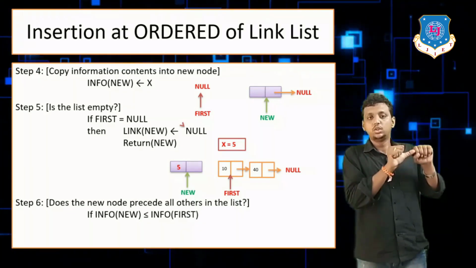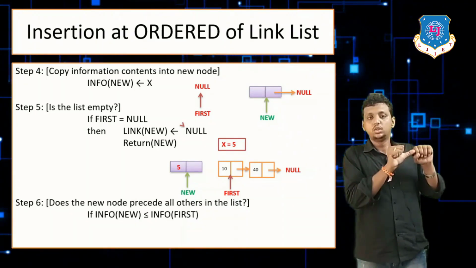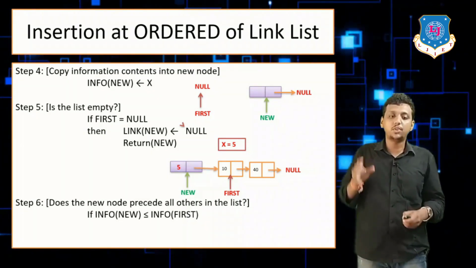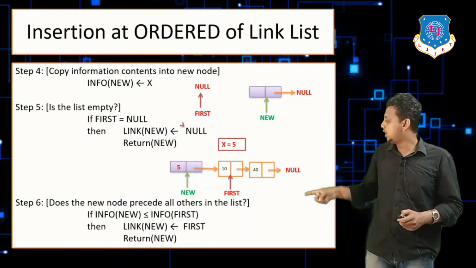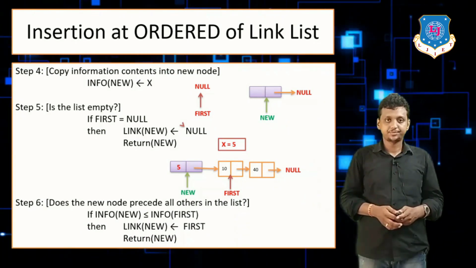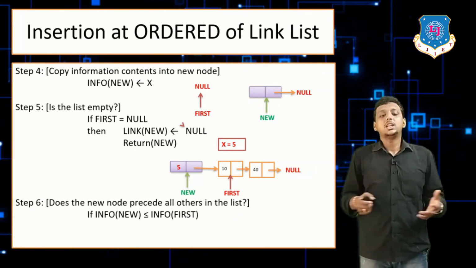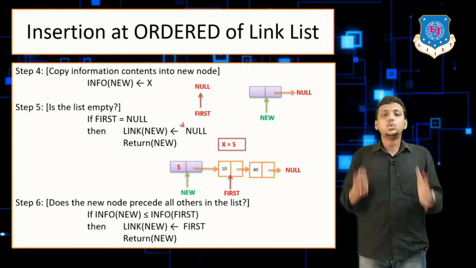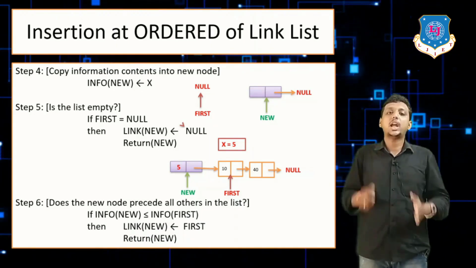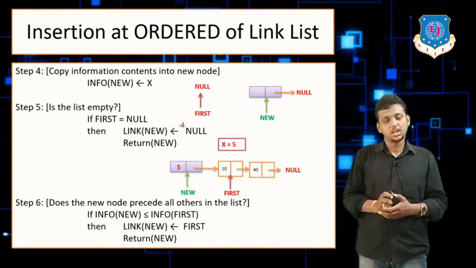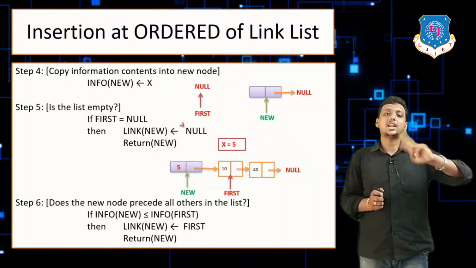So the step when the info of the new node is less than or equal to info of first, students, you need to write down link of new arrow first. Now again, in this situation, students, the new node becomes my first node, so I have to write return new. Fine. So your two conditions are completed.